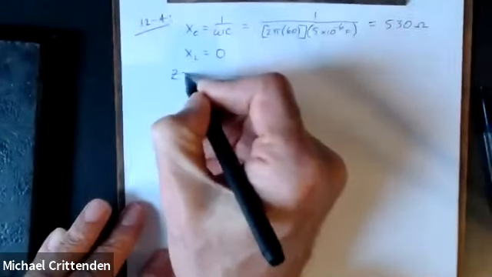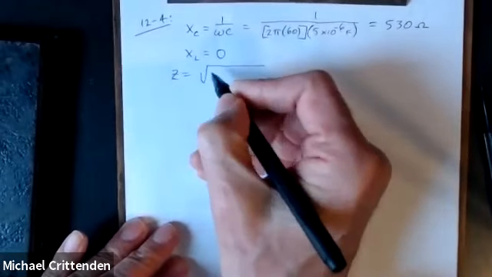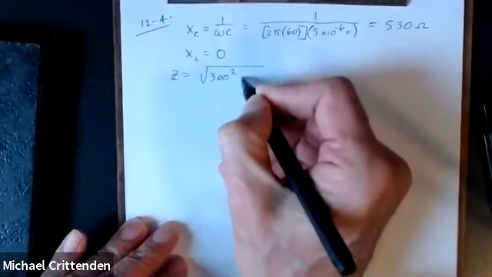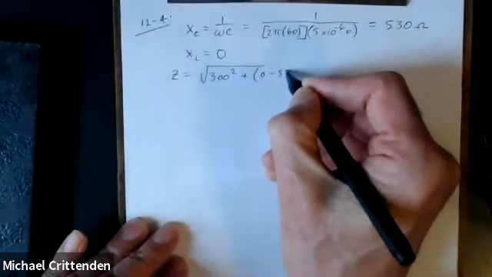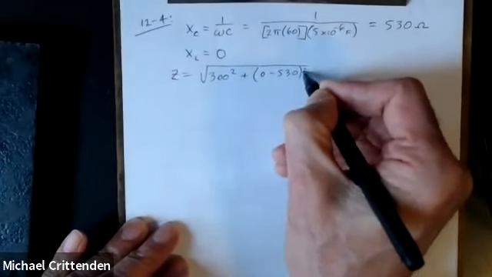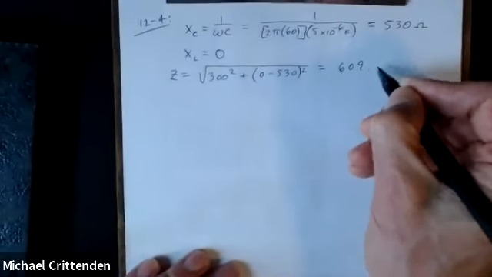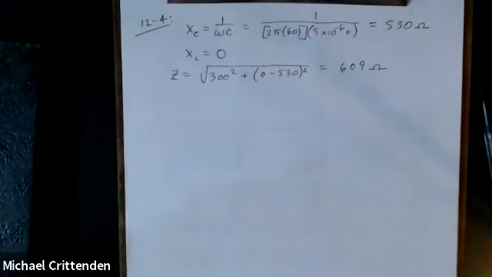Impedance: R squared. R is 300 ohms. XL minus XC. So altogether, we've got 609 ohms in that group.